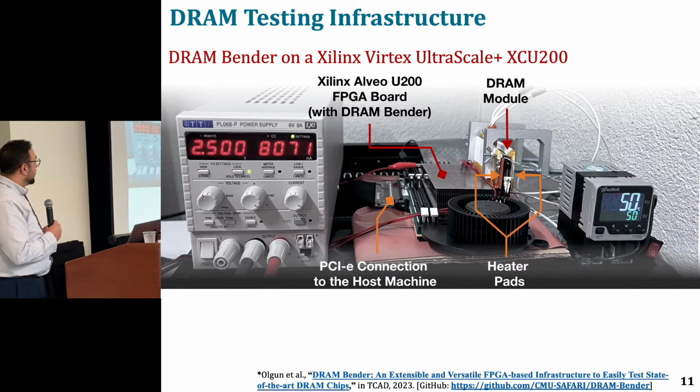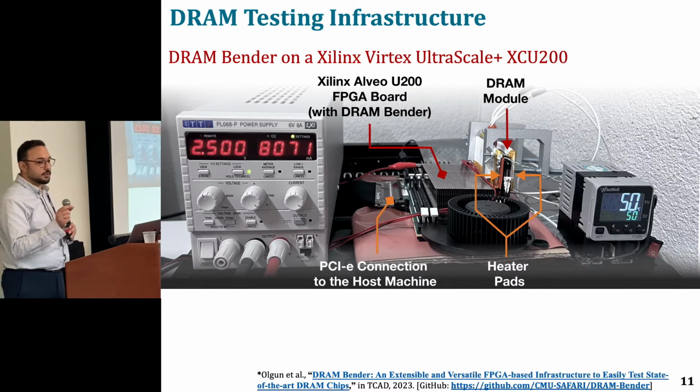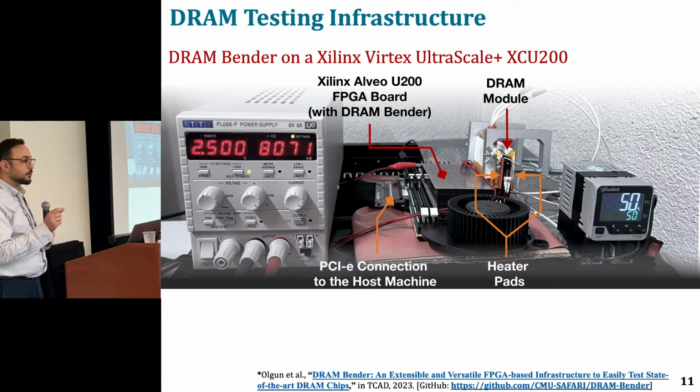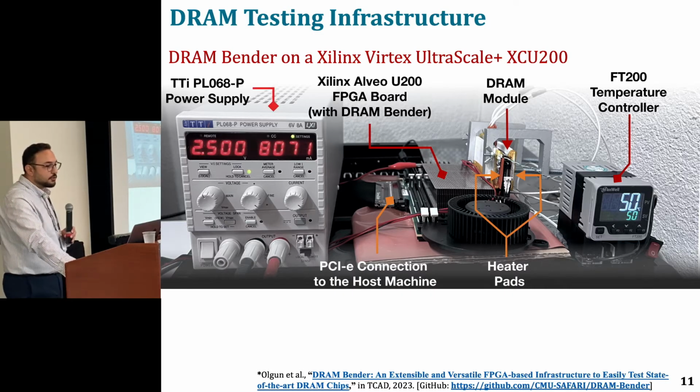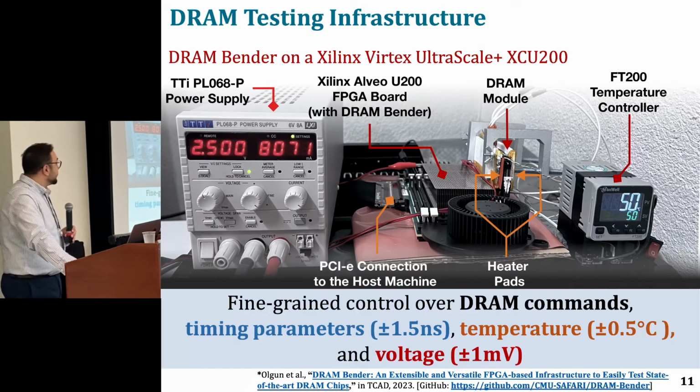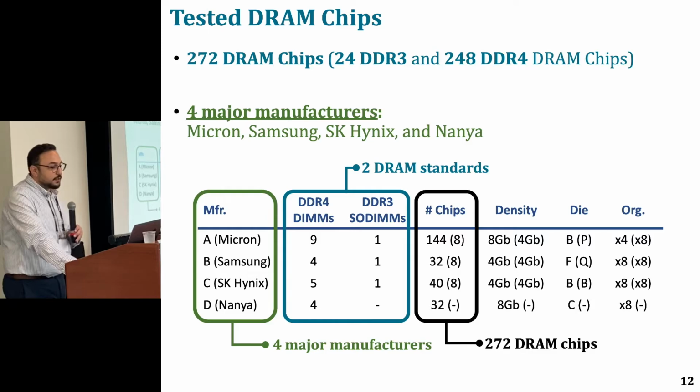And we have heater pads clamped together with the DRAM chips from both sides so that they can heat up the chips, and these are controlled by a temperature controller, and we have an external power supply that allows us to play with the voltage on certain power rails. This infrastructure provides us with fine-grained control over DRAM commands, timing parameters, temperature, and voltage. In the first study, we tested 272 DRAM chips that implement two different DRAM standards from four major manufacturers.